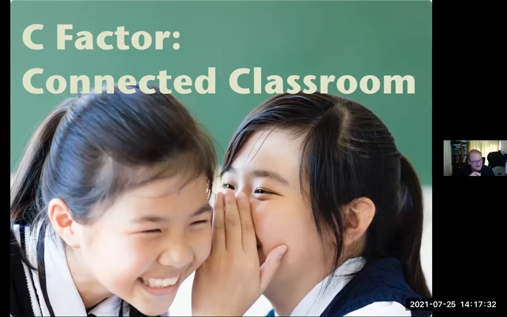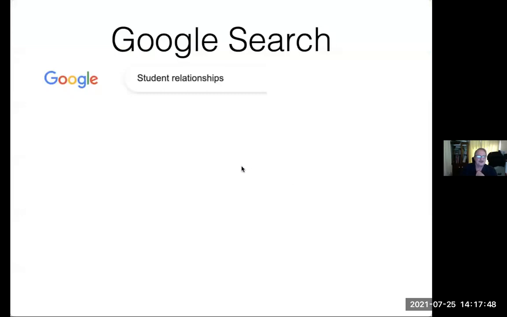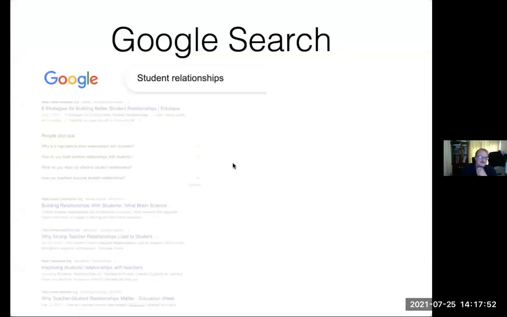But it's like we've had this big light in language teaching that we shined on the language. And now we're just getting to the point where we're shining it on the learners. But still the connected classroom, it's just something you don't see in the research. For example, I did a Google search, student relationships. I had to write this article about student-to-student relationships.